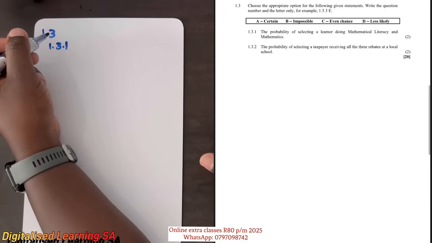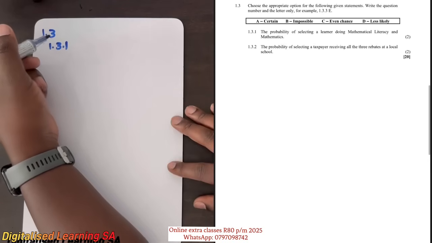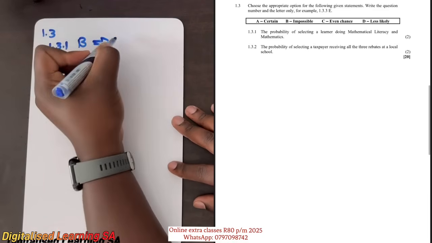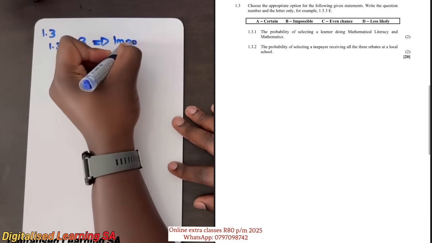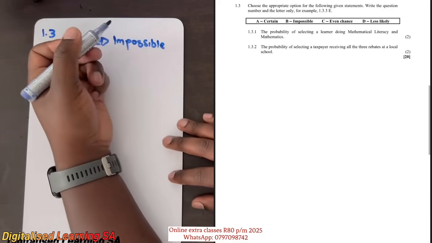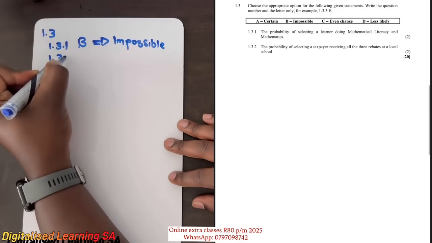Question 1.3.1 says the probability of selecting a learner doing mathematical literacy and mathematics. So we know that in schools, guys, you can either do mathematical literacy or pure maths, which is mathematics in this case. So you can't do both, meaning that our answer is going to be B. And what does B mean? B means that it's impossible. It's impossible to do maths literacy and pure mathematics.